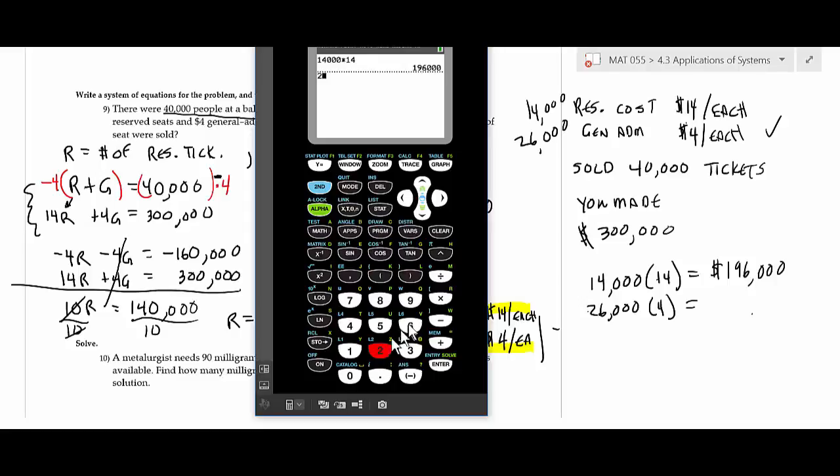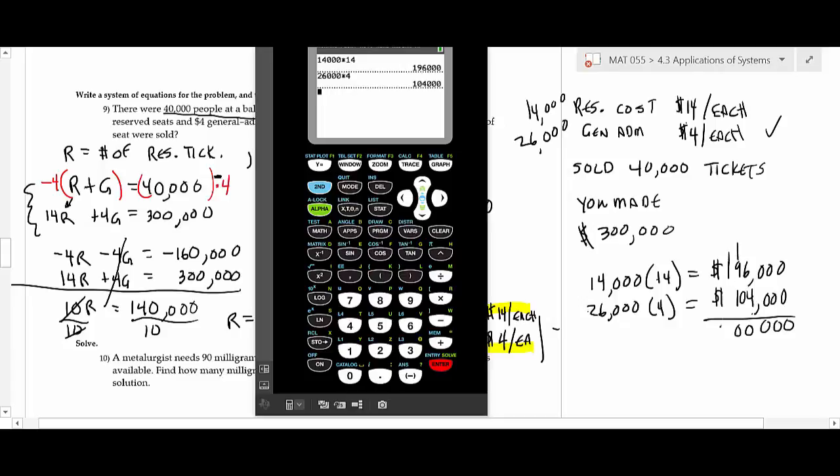Then you do 26,000 like this, and then you multiply that by 4. That means that you are making $104,000 off of that. Okay, can you tell me why I'm right? I know I'm right. These two things add up to, look at this, they should be 300,000. You could use your calculator on that. That's what it was supposed to be. So that's the only combination that's possible. You only get one answer on these problems.